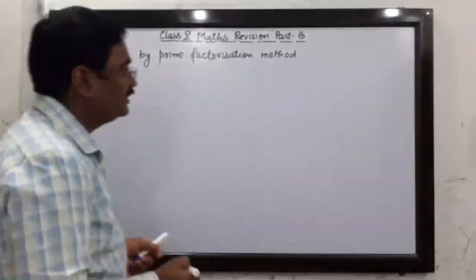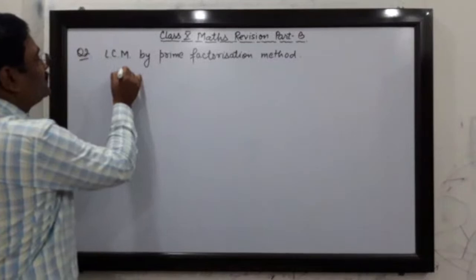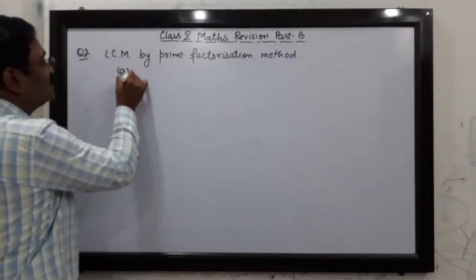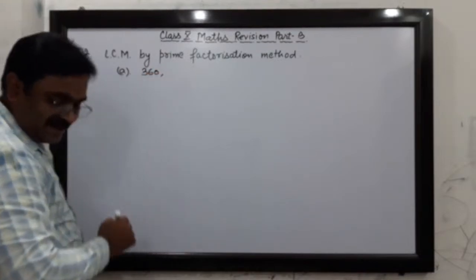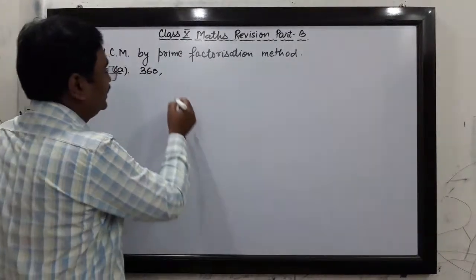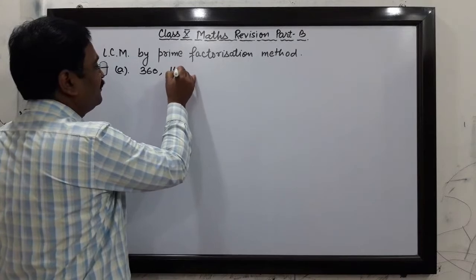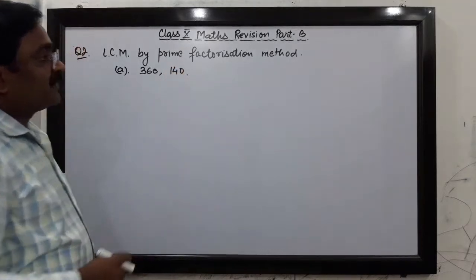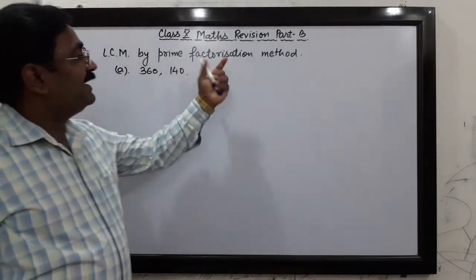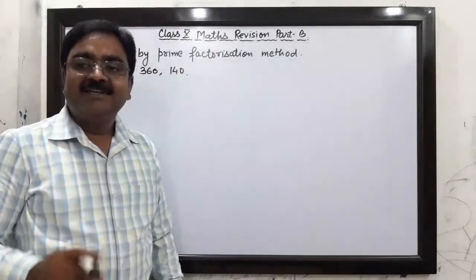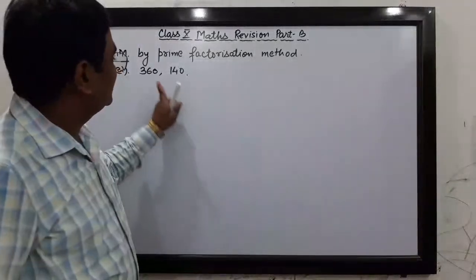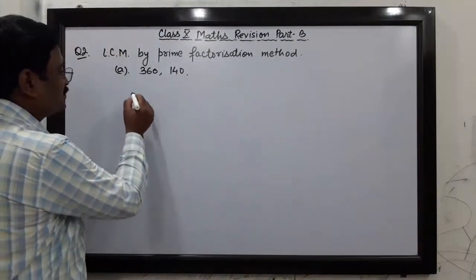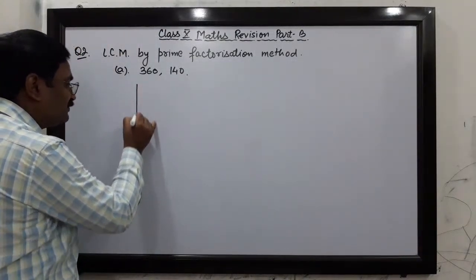Your first part in this is given what? 360 and 140. So the first part, the numbers are 360 and the second number is 140. So as it is given, find LCM by prime factorization method. So we have to first of all factorize these two numbers separately. So let us factorize in the solution of this.